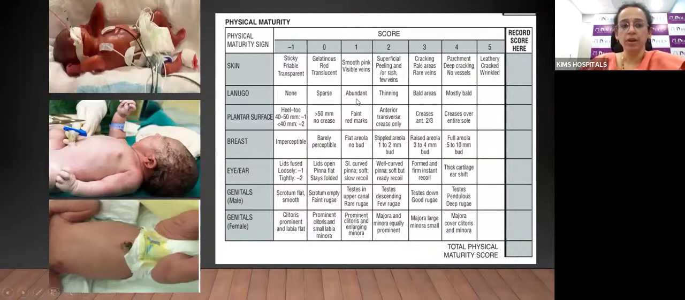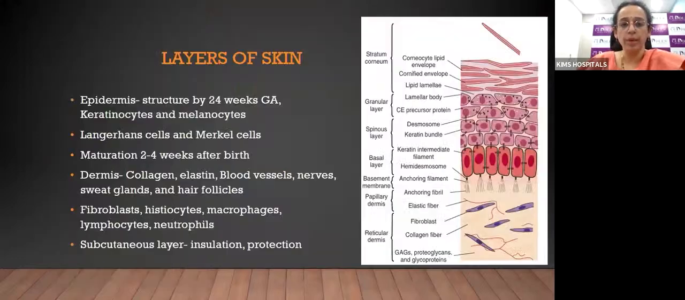in a preterm baby. Later on, it leads to thinning and is followed by bald areas. We will also assess other parameters like plantar surface, breast bud, eye, ear, and genitals. We will not go into the details of the new Ballard score now. I just wanted to highlight the importance of the assessment of gestational age by seeing the skin of the baby.